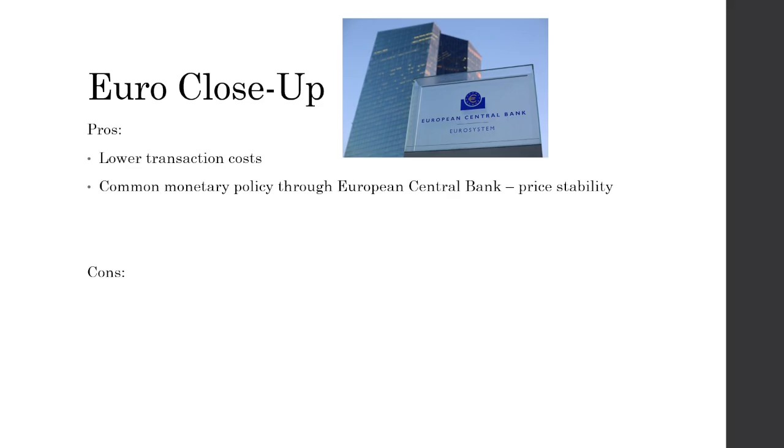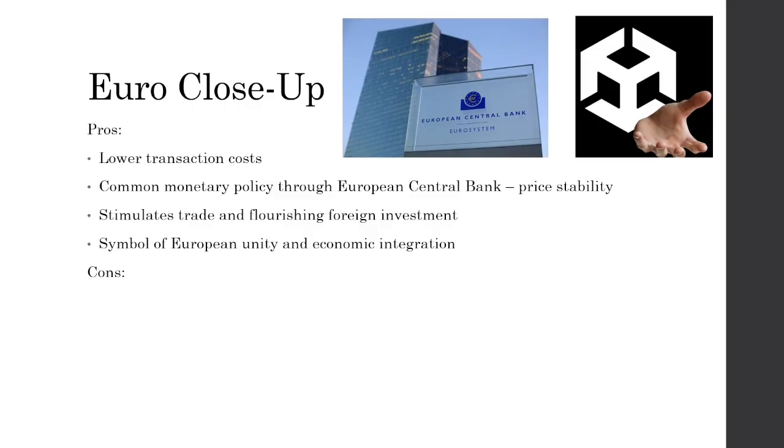and currency depreciation between foreign currencies. You can have common monetary policy through the European Central Bank, which is part of the European Union, and this will lead to price stability. You can have common monetary policy because everyone's using the same currency, so everyone can be affected the same way. It can be done in a uniform manner. It can stimulate trade and foreign investment. And it also is a symbol of European unity because every country is going to have this, and it'll integrate the economies.